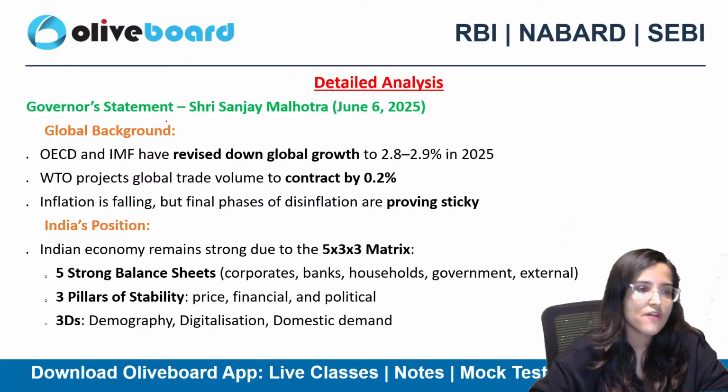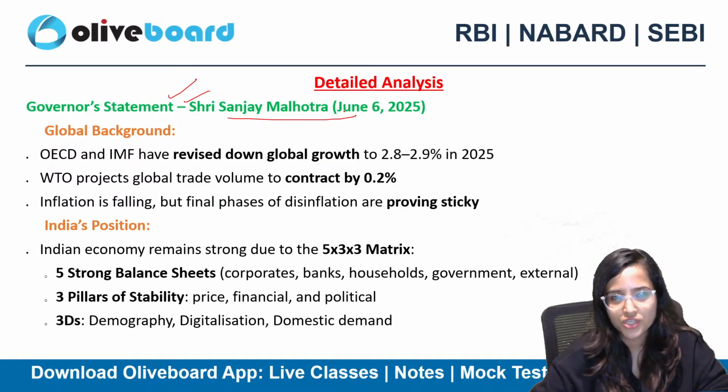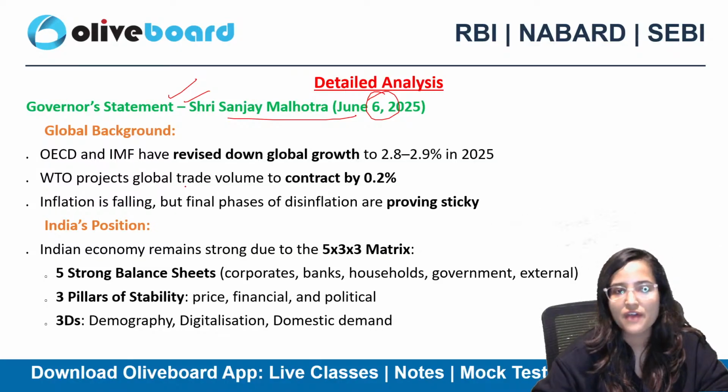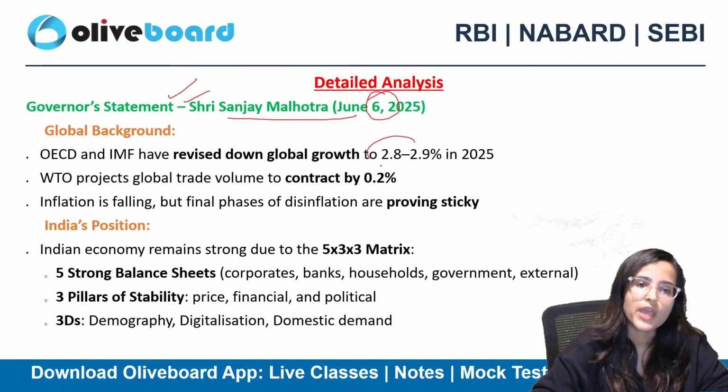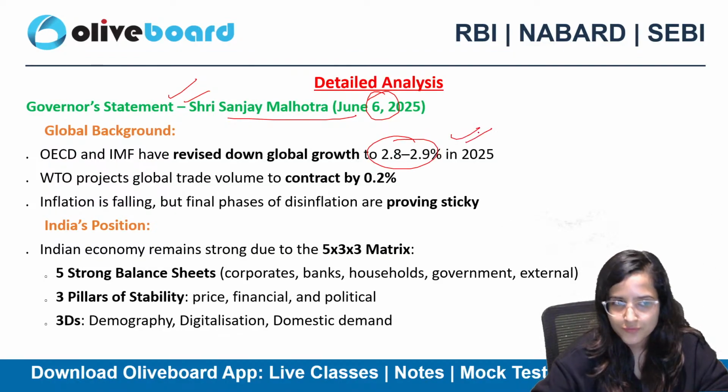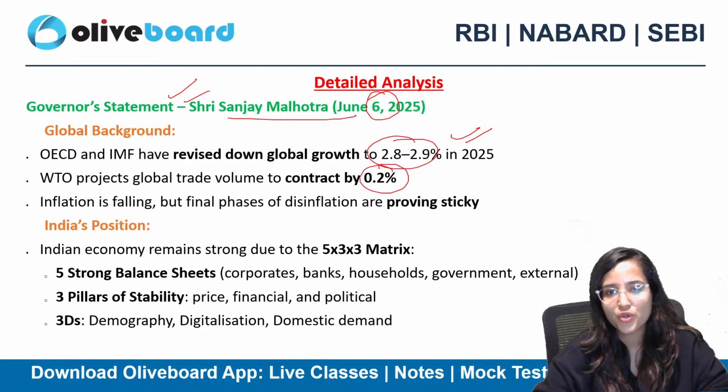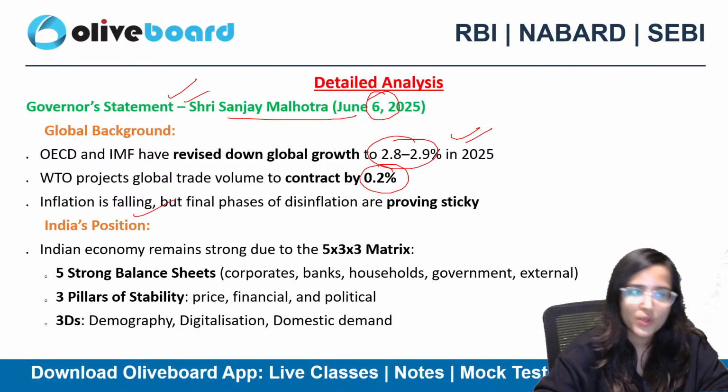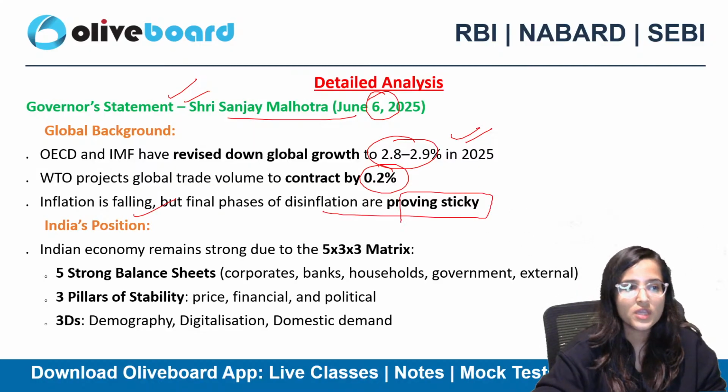Then there's the governor's statement of Shri Sanjay Malhotra ji. He gave a statement on June 6. He said that OECD and IMF have revised down global growth to 2.8 to 2.9% in 2025. WTO projects global trade volume to contract by 0.2%. Inflation is falling, but the final phases of disinflation are proving sticky.